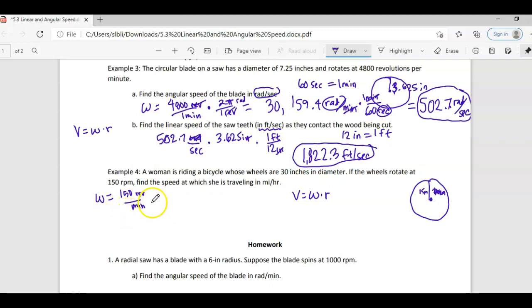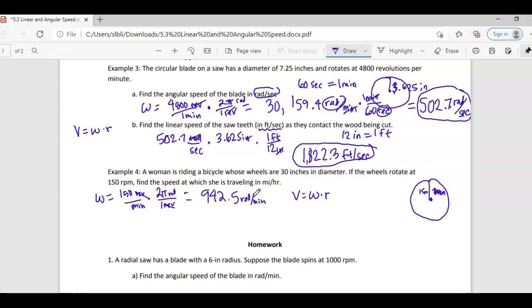So the angular speed, remember, I need to change it. Before I can multiply it by the radius to get the linear speed, I need to multiply this by 2 pi radians over 1 revolution so that I can get it in the proper form here, radians per minute or radians per time to find linear speed. So if I multiply 150 times 2 times pi, that's going to give me 942.5 radians per minute.